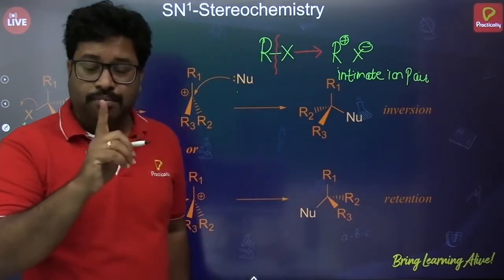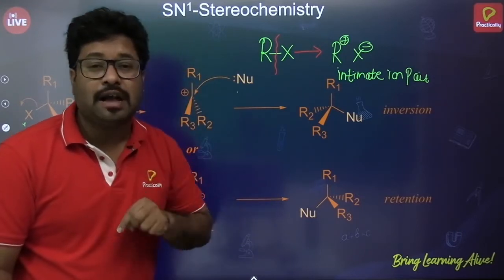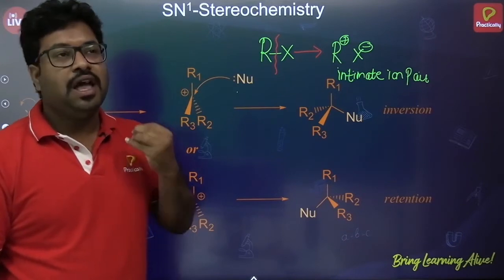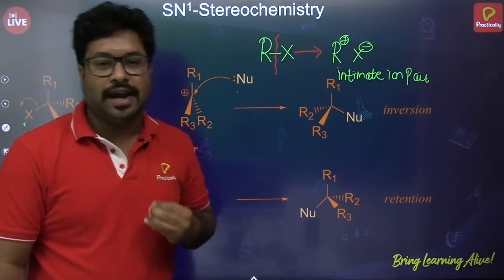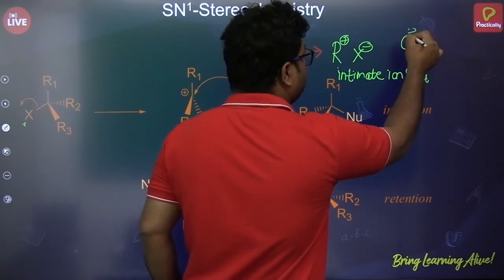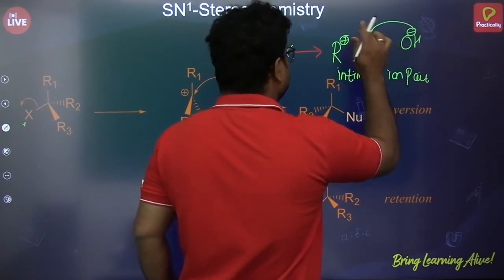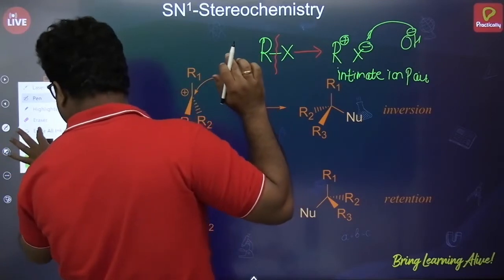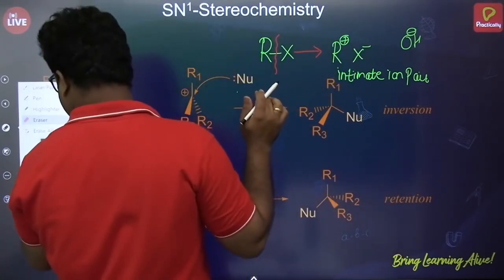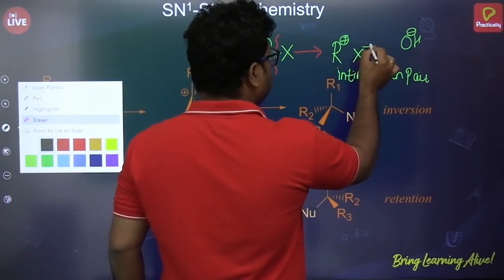But nucleophile has already come into the system, and nucleophile has already started attacking. So what does nucleophile do? Nucleophile tries to attack from the front side. Oh, sorry, I made a mistake here.